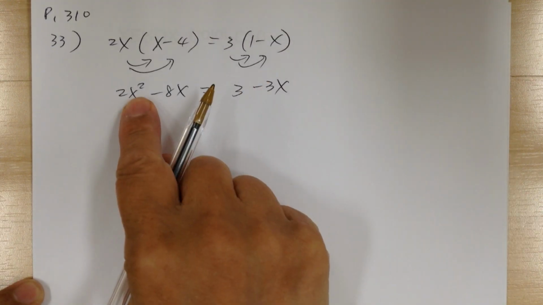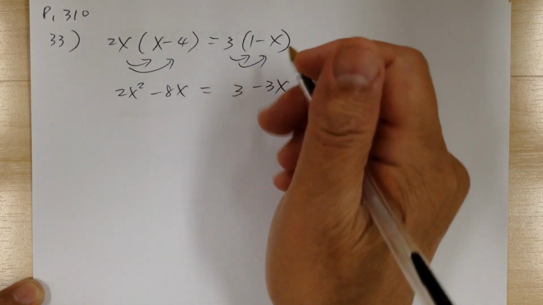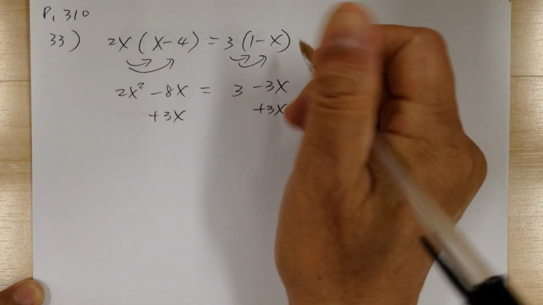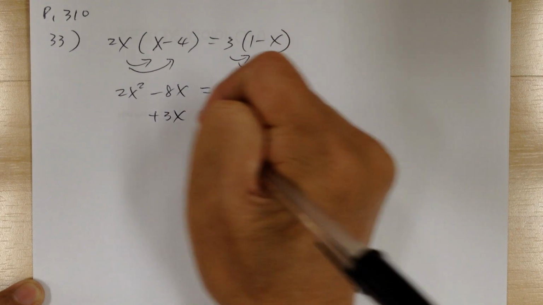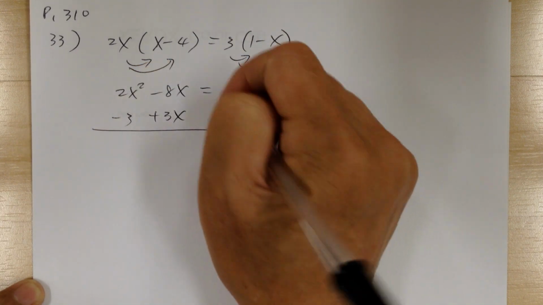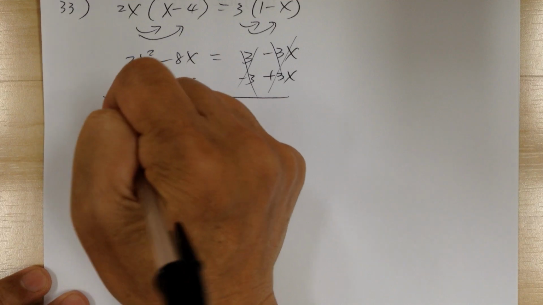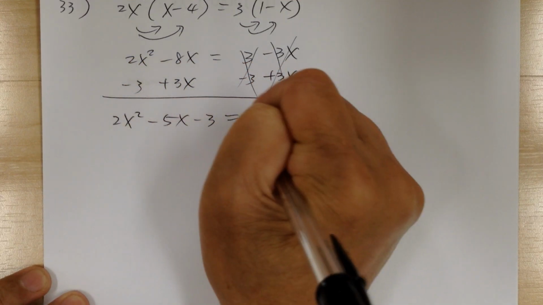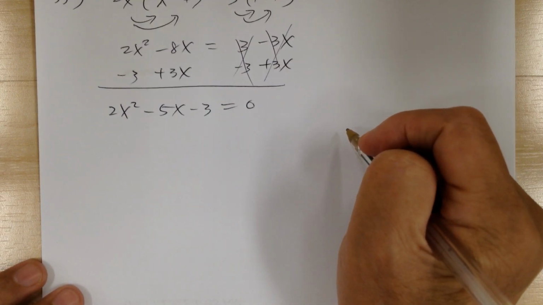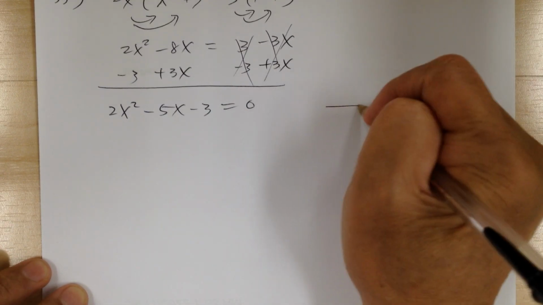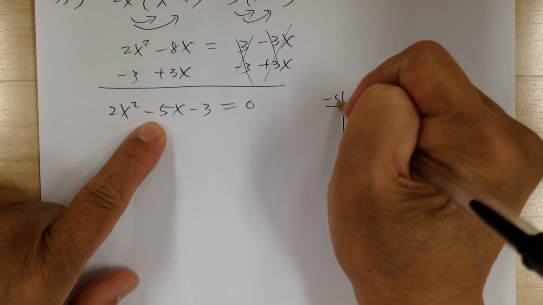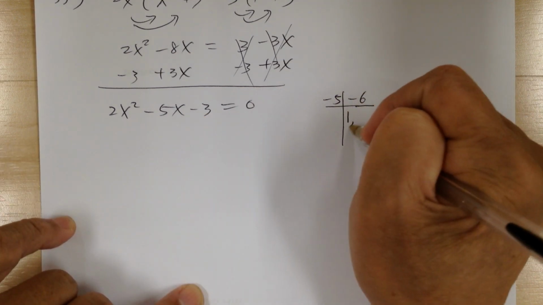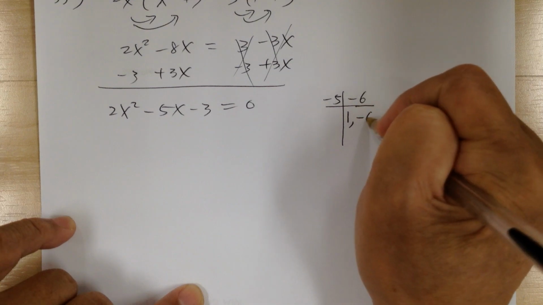Now, since it's a square, we have to make it equal to 0, so we can solve. So plus 3x on both sides. And so this will cancel out, minus 3 on both sides. So this will cancel out. So we got 2x squared minus 5x minus 3 equal to 0. Okay, and so let's go and try factoring. You have to add to get negative 5. You have to multiply to get negative 6. So you can get 1 comma negative 6, and that's it.